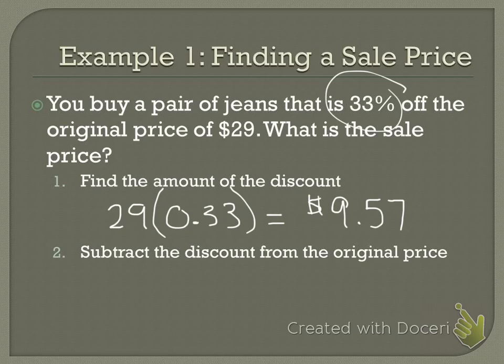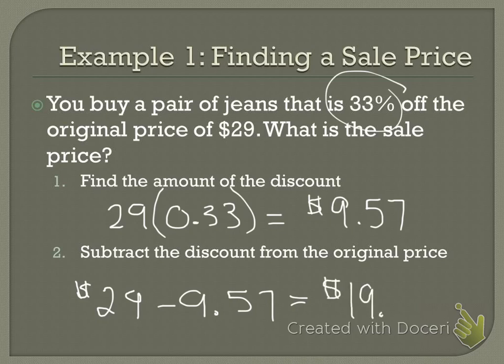Now, you figured out the amount of the discount. Now you can subtract that from the original to find the sale price. So the original was $29 minus $9.57. When you put it in your calculators, you should come to $19.43. So there's 2 steps here. The first step is to figure out the discount. How much is the discount? You do that by converting the percentage to a decimal and multiplying by the original amount. Then you subtract it from the original amount to find the sale.